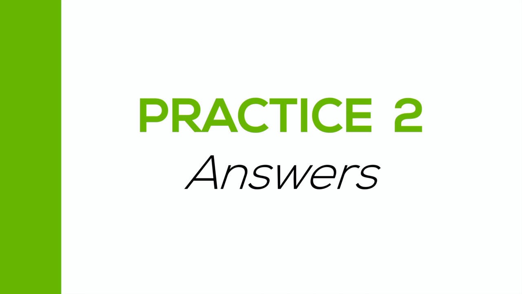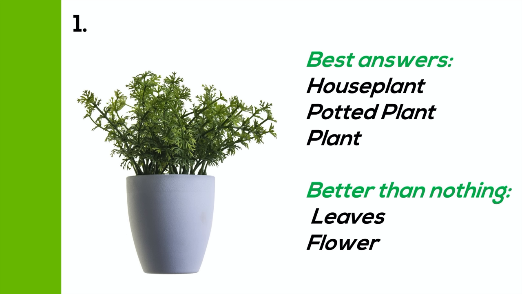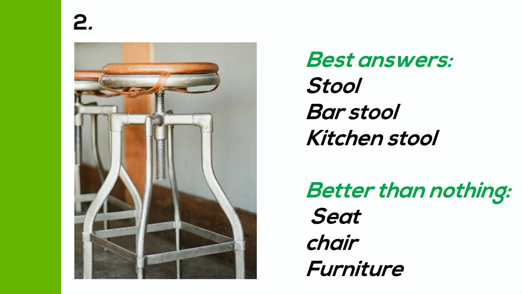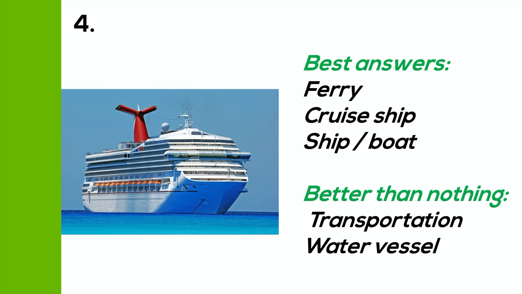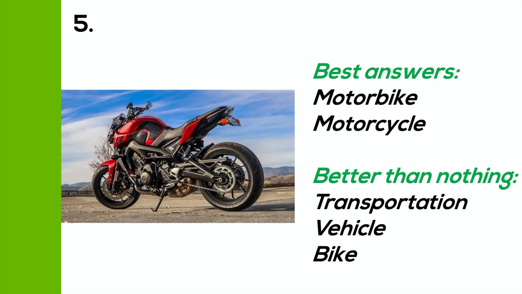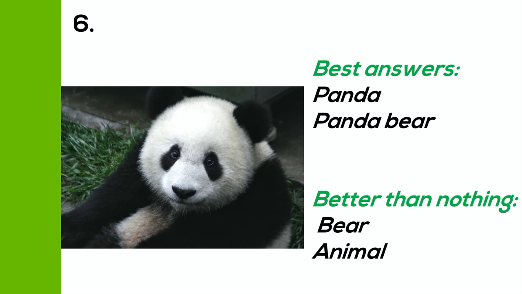Practice test 2 answers. Best answers: houseplant, potted plant, plant. Better than nothing: leaves, flower. 2. Best answers: stool, bar stool, kitchen stool. Better than nothing: seat, chair, furniture. 3. Best answers: cardboard box, box. Better than nothing: paper box. 4. Best answers: ferry, cruise ship, ship or boat. Better than nothing: transportation or water vessel. 5. Best answers: motorbike, motorcycle. Better than nothing: transportation, vehicle, bike. 6. Best answers: panda, panda bear. Better than nothing: bear, animal.